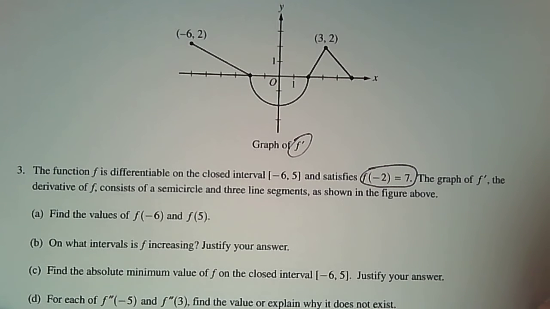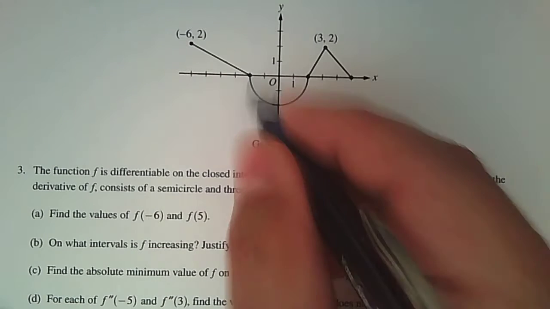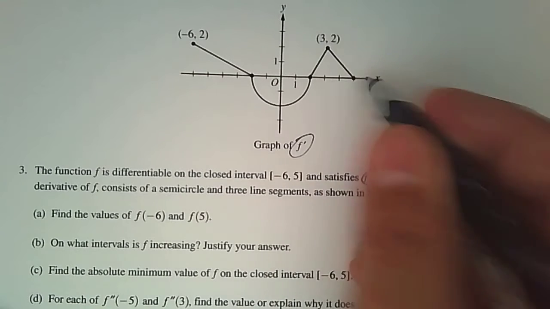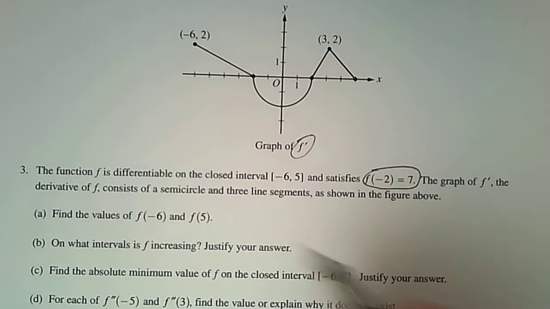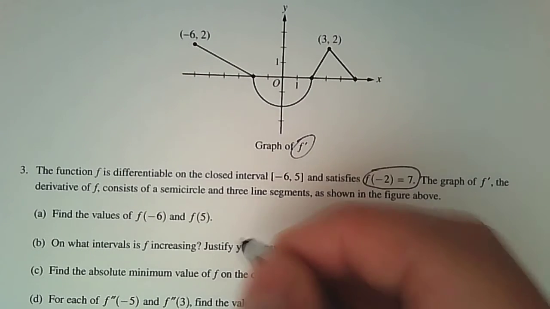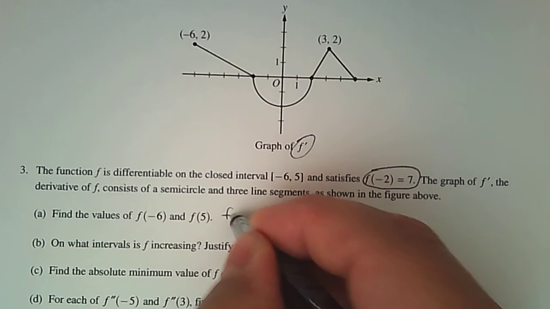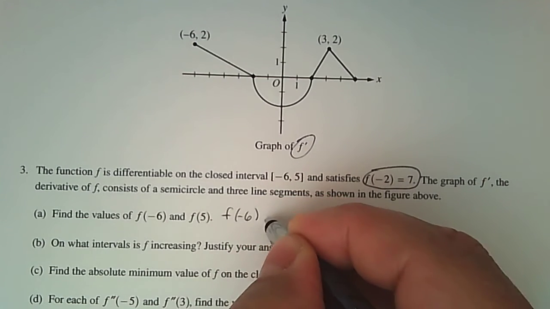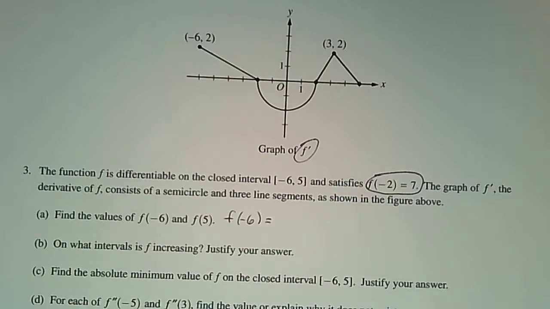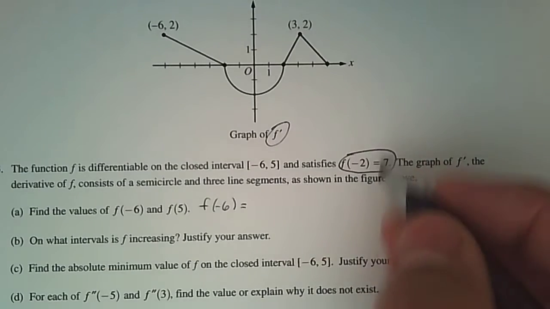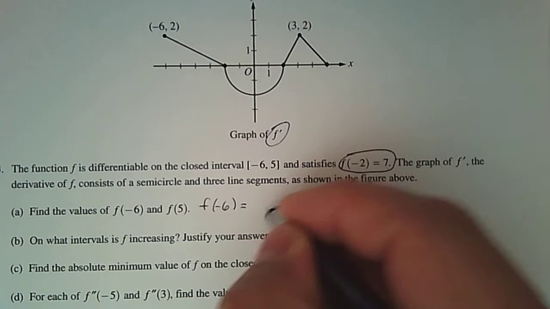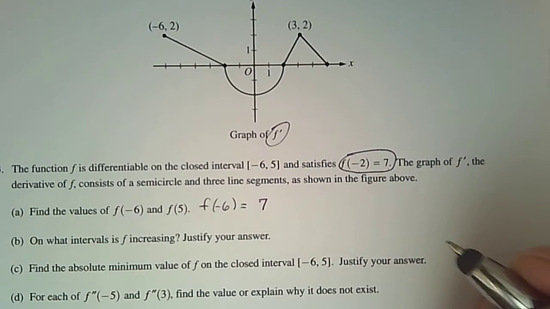So you're given a value of the actual function. The graph of the derivative consists of a semicircle with 3 line segments, and then you have to do certain things with the information given. So the first one is, can you find what f at -6 equals? For that one, we have to go back to what we know. We know f at -2 equals 7, so we're going to start there at 7.